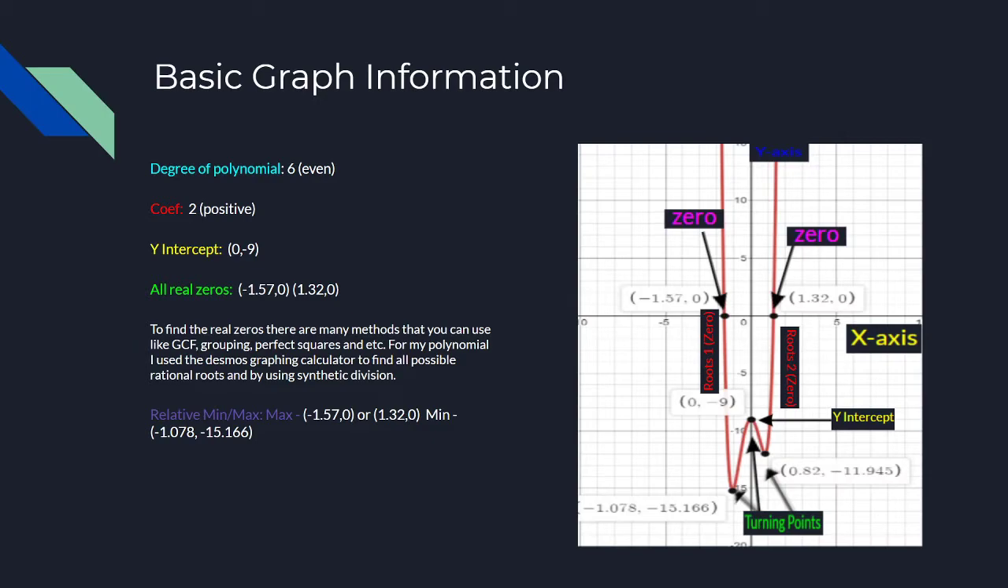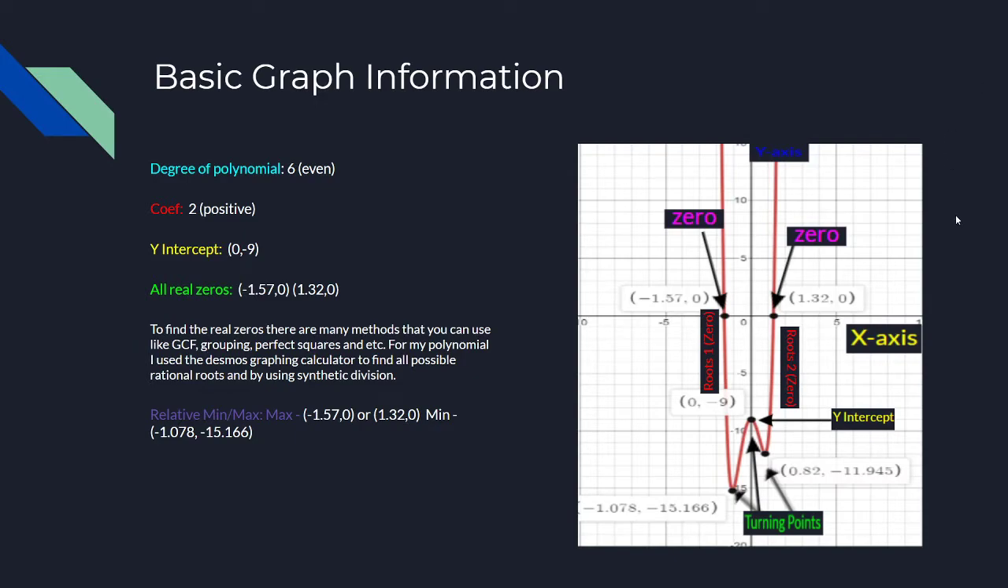So my minimum and maximum. You find the minimum on your graph by finding the lowest point, and I found my maximum by finding the highest point, which I actually had two of, so I put both of them. For my maximum, I got x equals negative 1.57 and y equals 0, or the other highest point, which was x equals 1.32 and y equals 0. My minimum is x equals negative 1.078 and y equals negative 15.166. It's the lowest point.